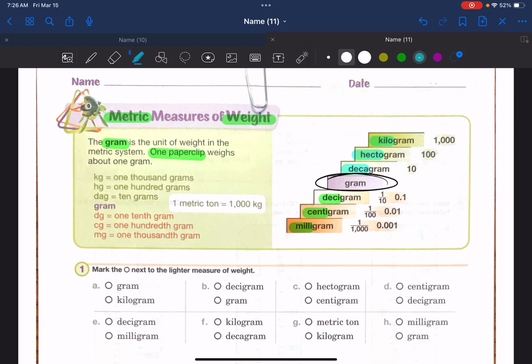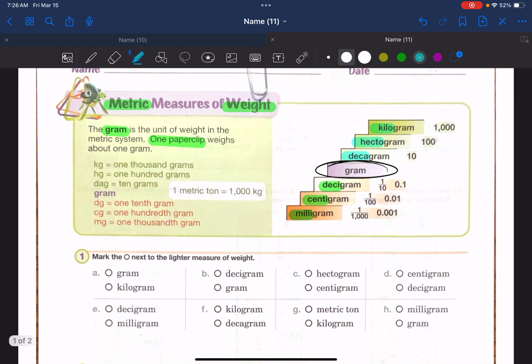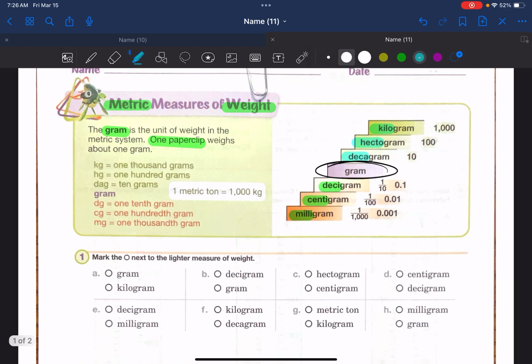Okay. So mark the circle next to the lighter measure of weight. If it's the lighter measure of weight, then it means you're looking at which one is further down on the list. So from gram to kilogram, if I have kilo here and I have gram here, which one's further down? The gram is. So that's the one that you color in.